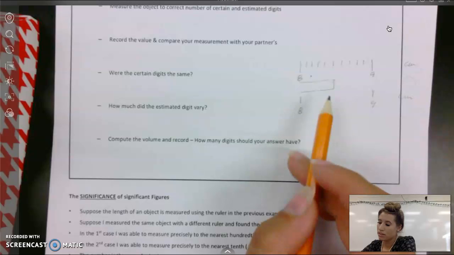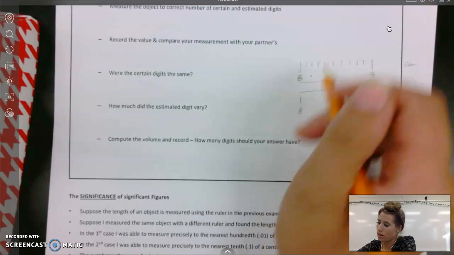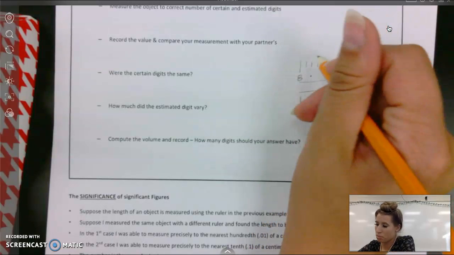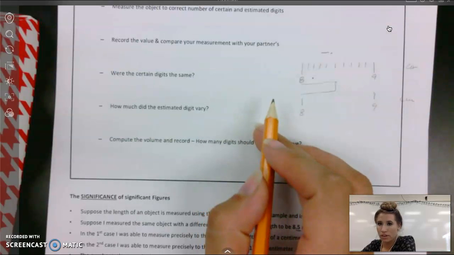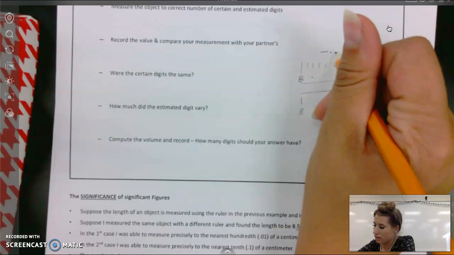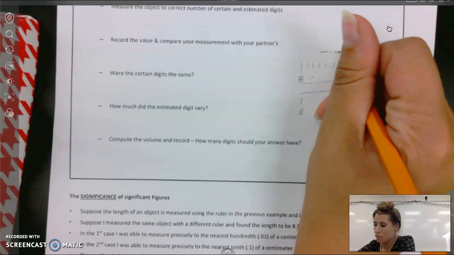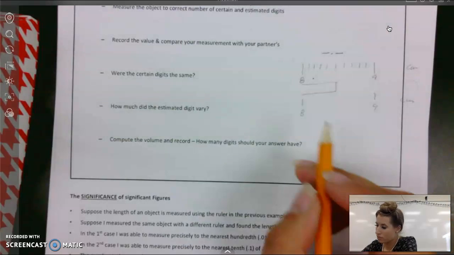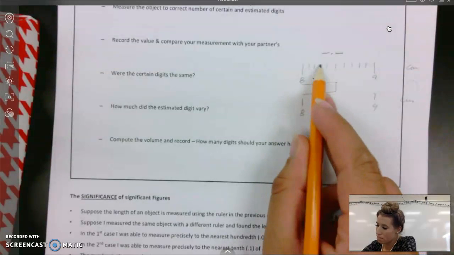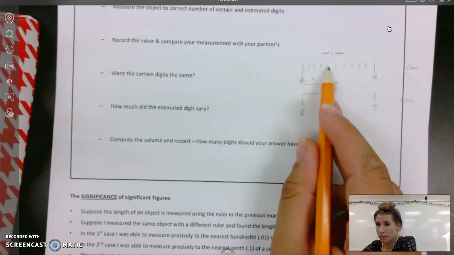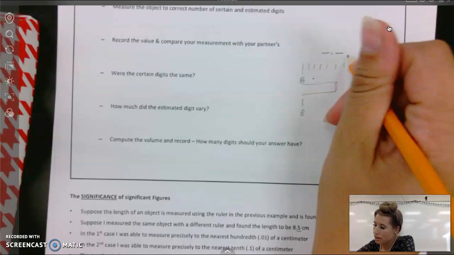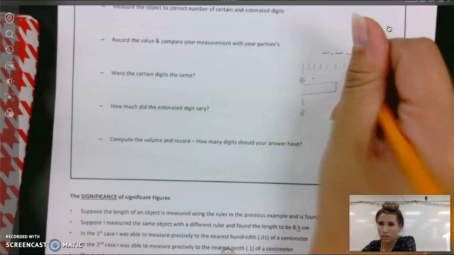Okay, so when I look at this measurement, I know that the whole number I'm going to be certain of, and I know that the 10th number I will be certain of, because I'll be certain that I'm past calibration marks here. And then I'm going to make an estimation in between calibration marks, and that's my uncertain value.